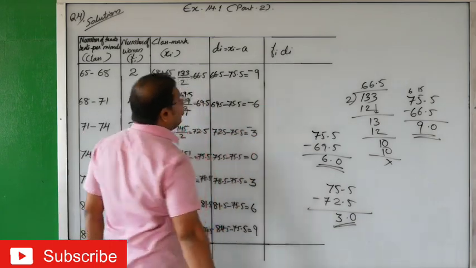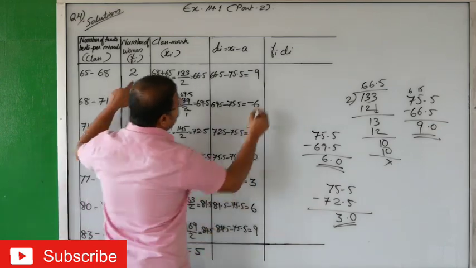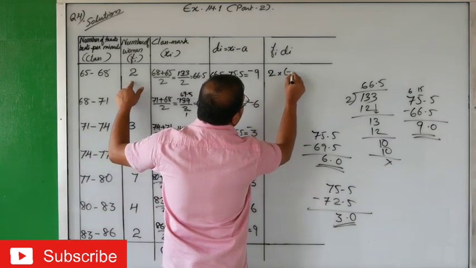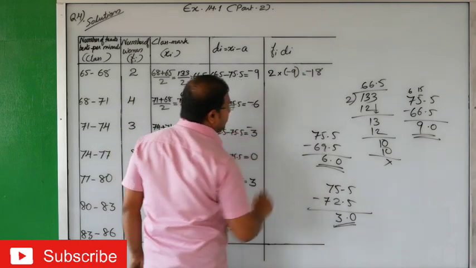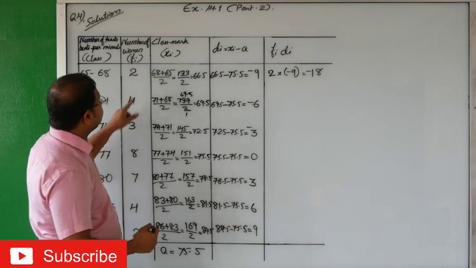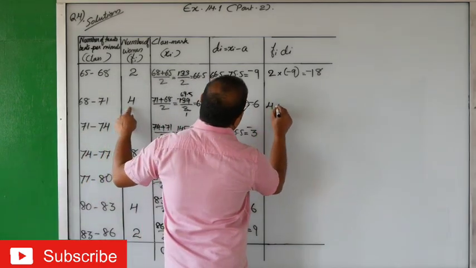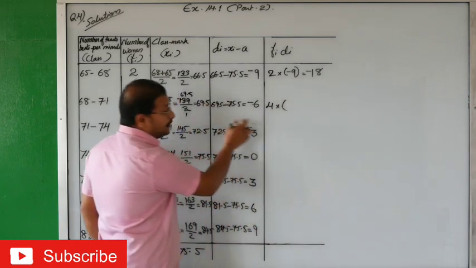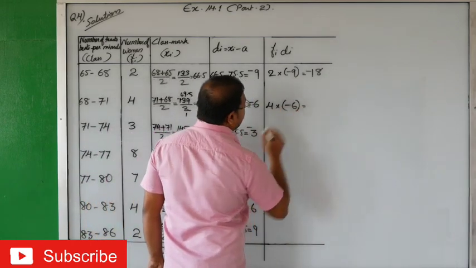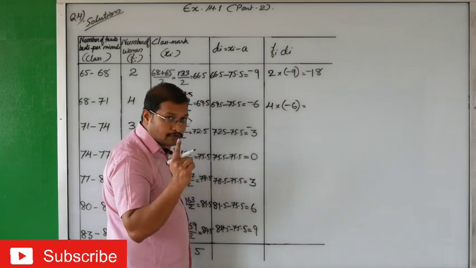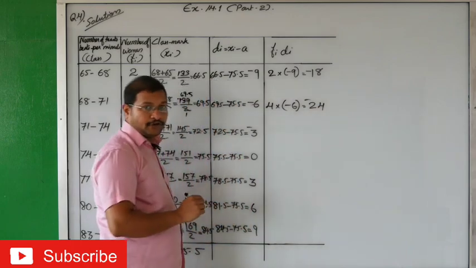Fi di. Fi di means frequency. What is frequency here? Yes, 2. So 2 into minus 9. 2 into minus 9? Minus 18. Ready? Next step. Fi di. Fi means 4. 4 into di is, di here, we got it minus 6, isn't it? So minus 6 in bracket. Ready? Now 4 6s are 24. That means you will get minus 24.